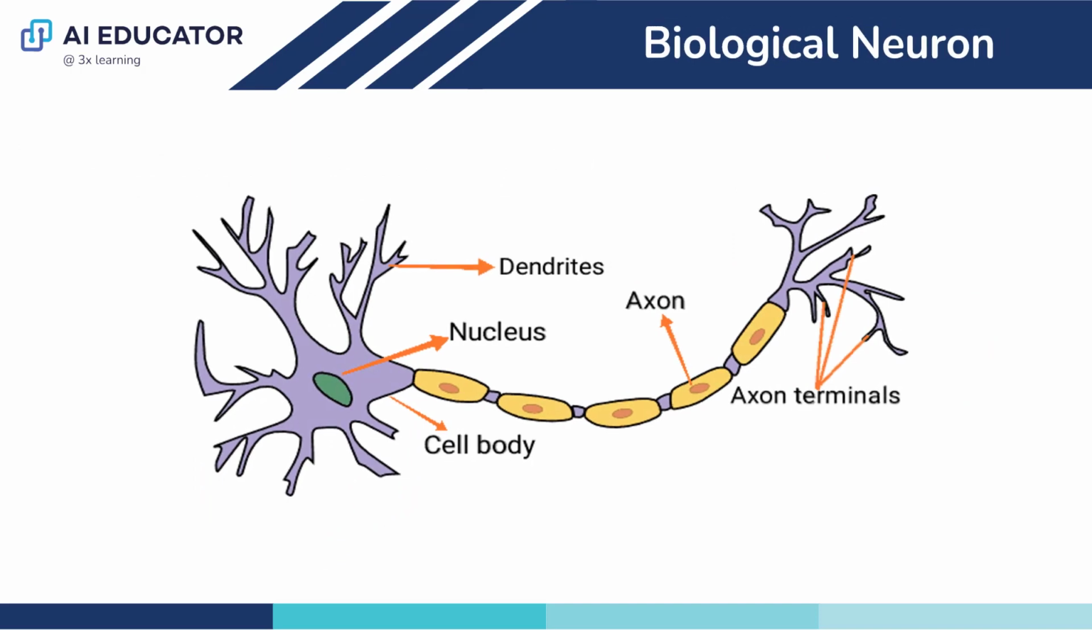This is an image of a biological neuron with multiple parts. Here, there are three major parts in this biological neuron. The first one is dendrites. The next one is cell body. And the last one is axon.